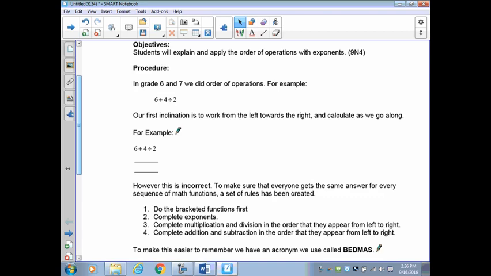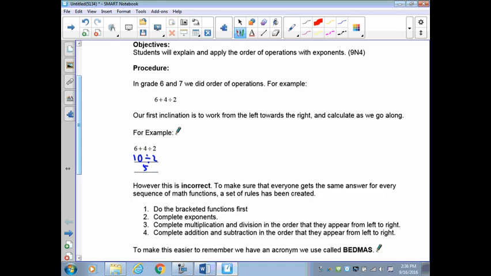So in grade 6 and 7, we did order of operations. And you were shown a similar problem to this one and asked, what is the answer? And in this case, there's two ways of doing it. The most logical person is going to go, well, 6 plus 4 is 10, and then divide that by 2, and that gives you 5.